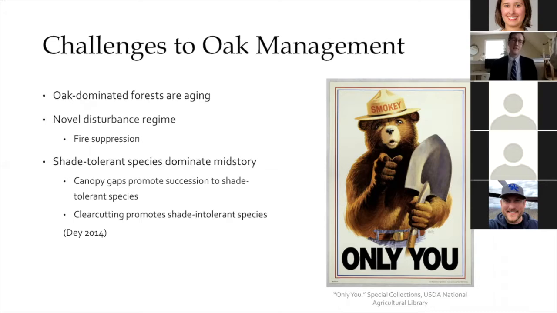And under this novel disturbance regime, like I said, shade-tolerant species dominate the mid-story, and now canopy gaps are promoting succession to these shade-tolerant species, and larger canopy gaps, such as clear-cutting, promote shade-intolerant species, such as yellow poplar.